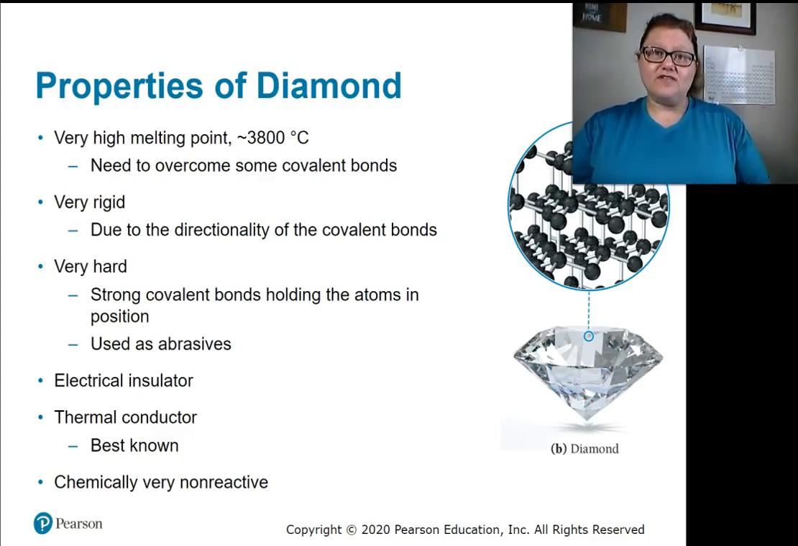These are used as abrasives. In some material science, you'll use diamond to cut other materials because it's one of the hardest substances we know. It will insulate electricity, it will not conduct it. But it is a thermal conductor, one of the best known to transfer heat, and it's non-reactive as well. The carbon atoms are all satisfied with their bonds just like with graphite, so it's not going to react with much.